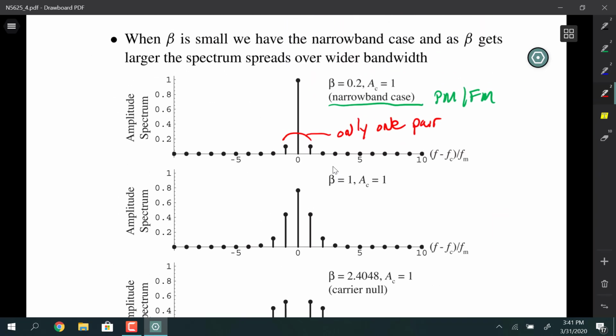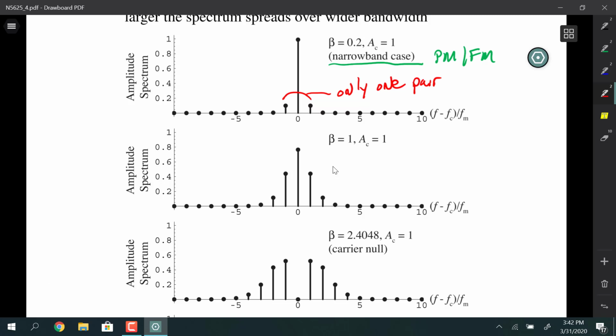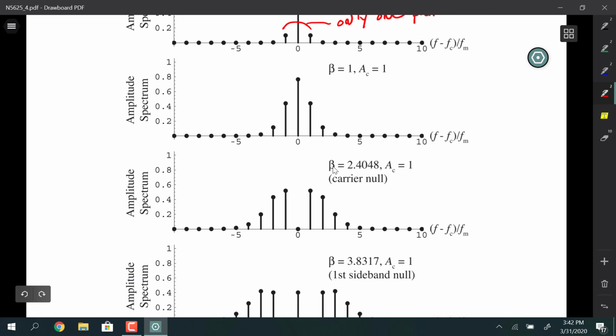So as beta gets bigger, we're seeing more and more sidebands appear. As soon as we start seeing significant levels for sidebands greater than one pair either side of the carrier, then we're no longer in narrowband. And we can see if we increase beta to the point where the J0 Bessel function hits its first 0, then there's no spectral line in the carrier.